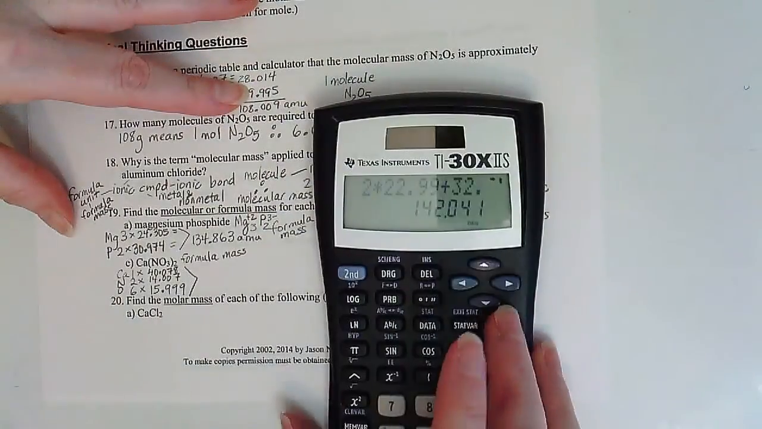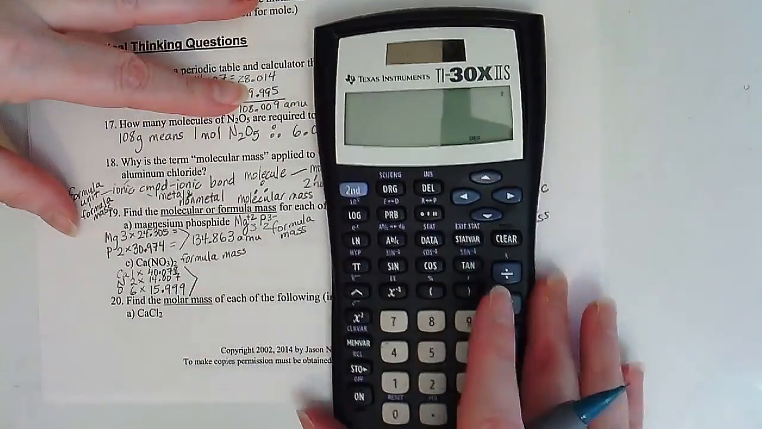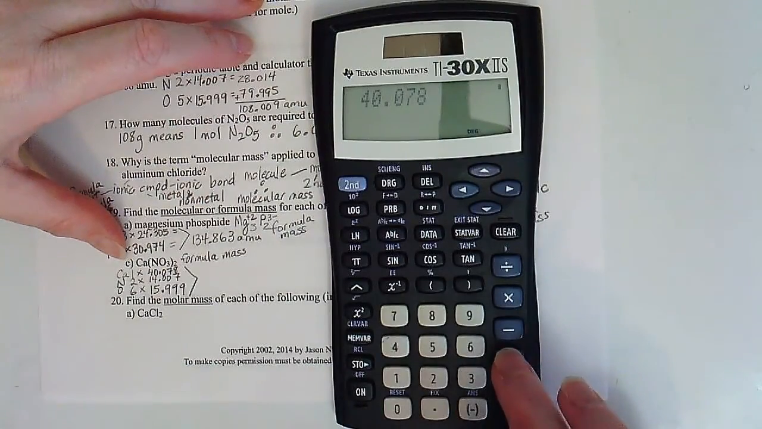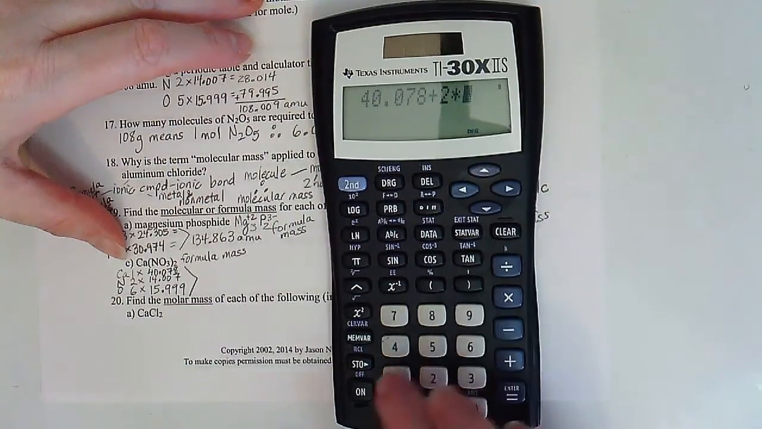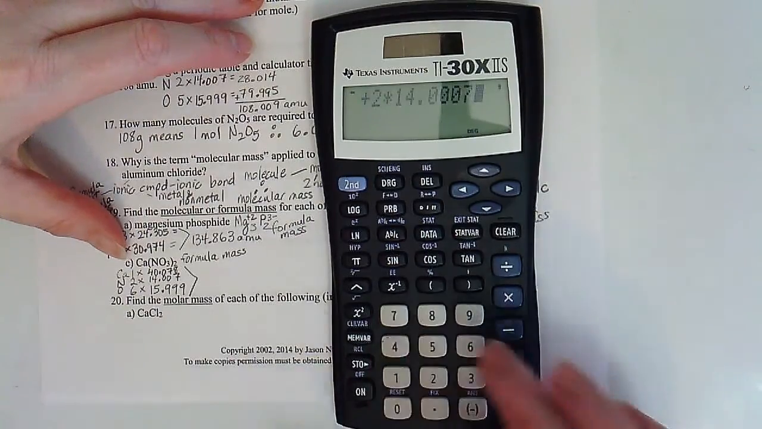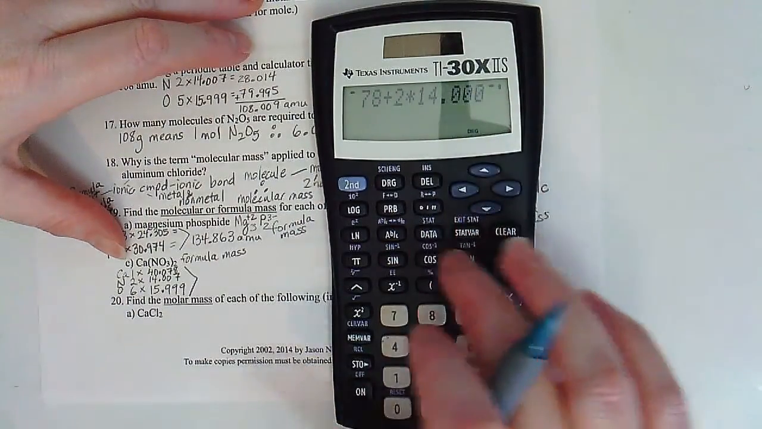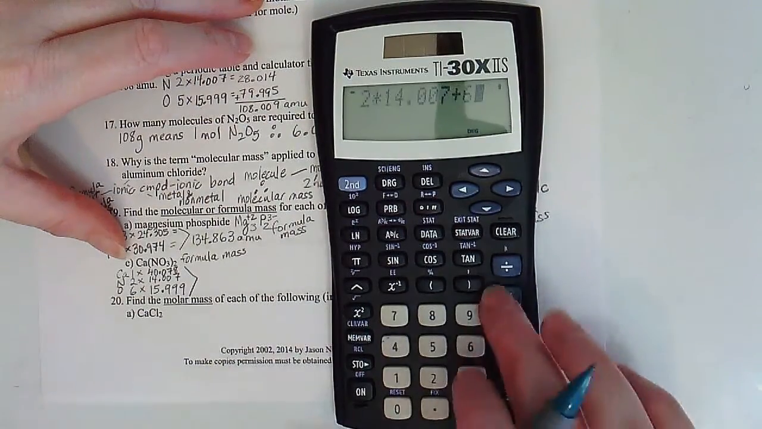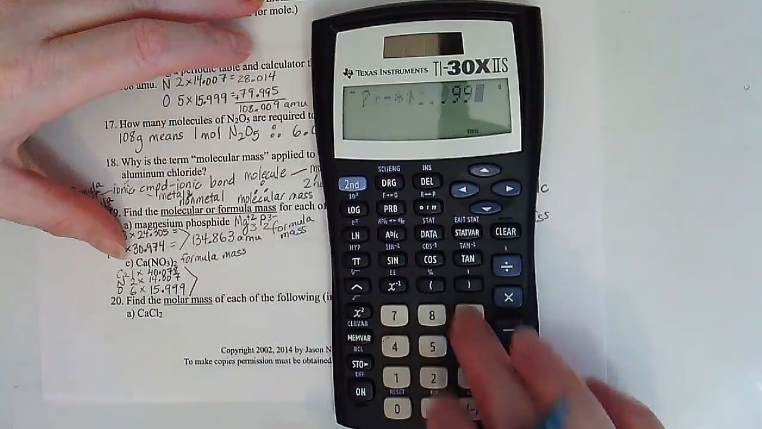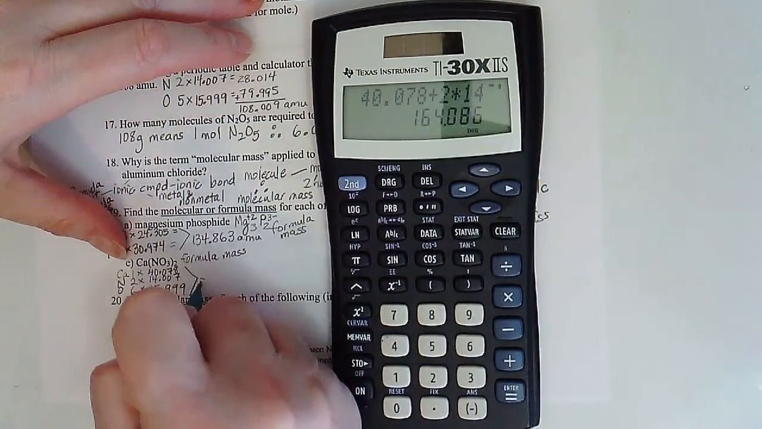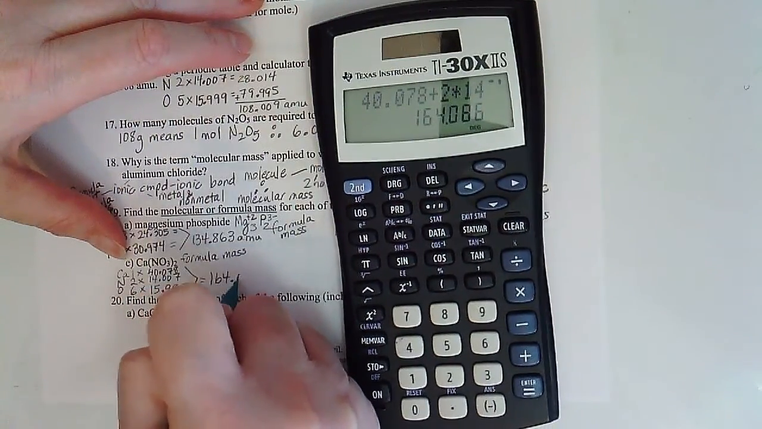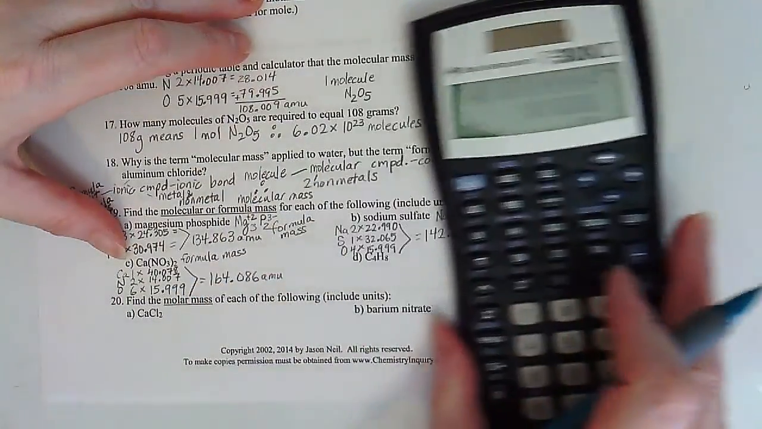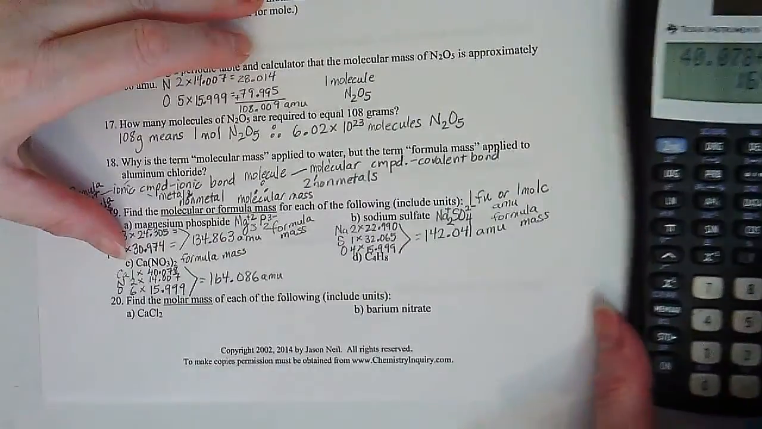Again, I'm going to add those all together. So I have 40.078 plus 2 times 14.007. Oops, too many zeros in there. Okay. Plus 6 times 15.999, and I get 164.086 atomic mass units. Lastly, we have C4H8.